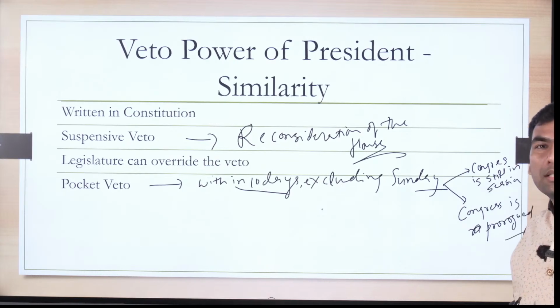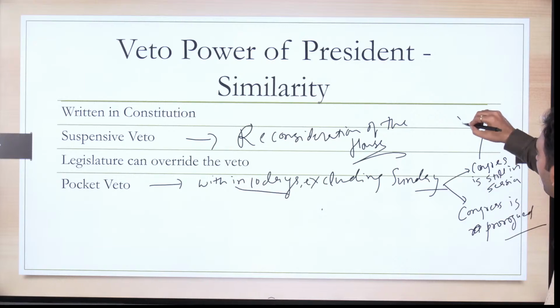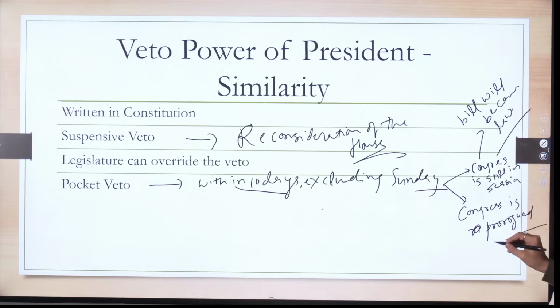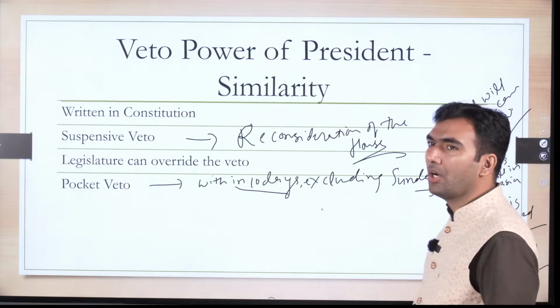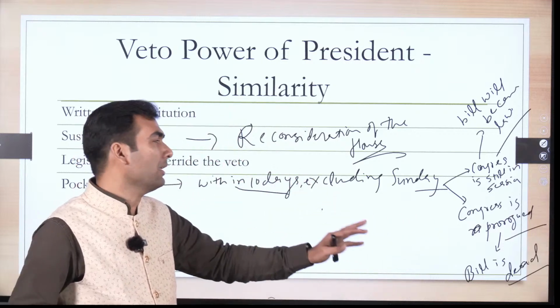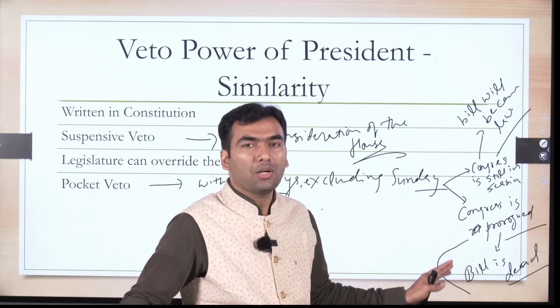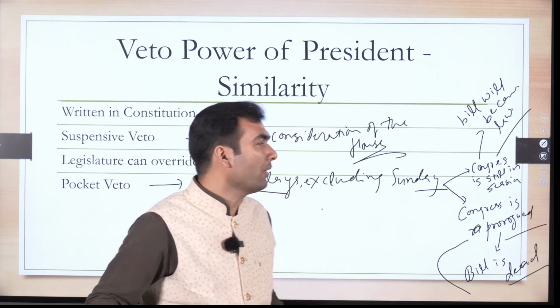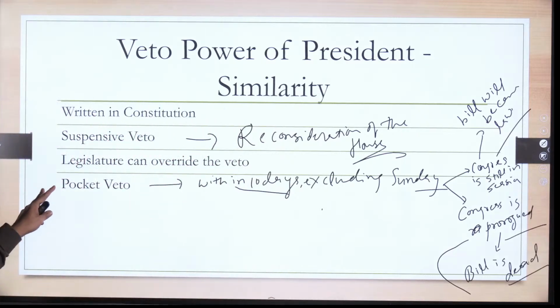In case Congress is still in session, the bill will become a law. And in case Congress is prorogued, then the bill is dead. So it is called veto power because the president can ensure that a bill is dead. A bill does not become a law even without saying that he is exercising veto. That's why they are calling it a pocket veto.